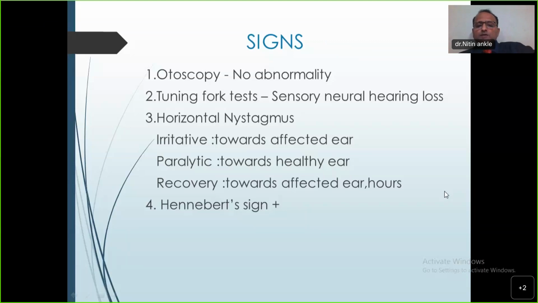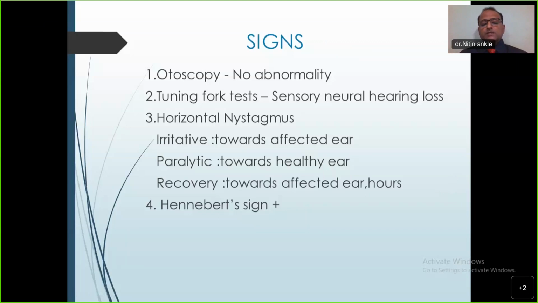If you do the examination of nystagmus, there will be horizontal jerky movements, in the irritative phase towards the affected ear. There are three phases I told you, that is the irritative, then the paralytic, and the recuperating or recovery stage. In the irritative stage, the nystagmus is towards the affected ear. In the paralytic stage it is towards the healthy ear, and in recovery it is again towards the affected ear. And it stays like that for hours together.